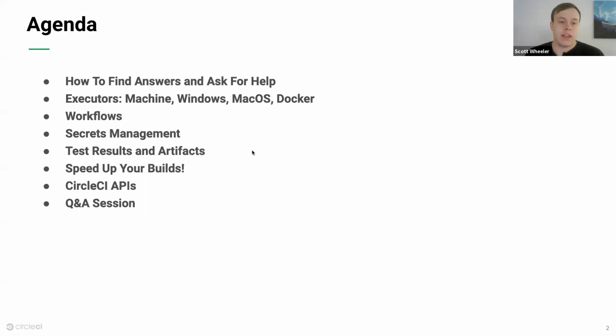Today's agenda is how to find answers and ask for help, the different execution environments we offer, machine, Windows, Mac OS, and Docker, how to use workflows, secret management, test results and artifacts, how to speed up your builds, the CircleCI API, and then that Q&A session at the end.